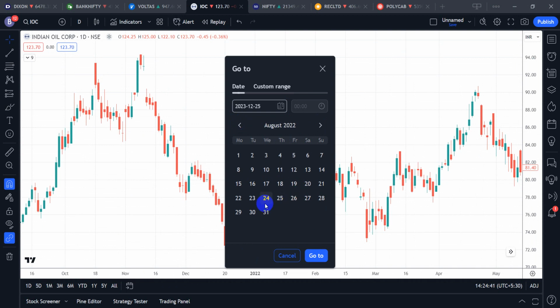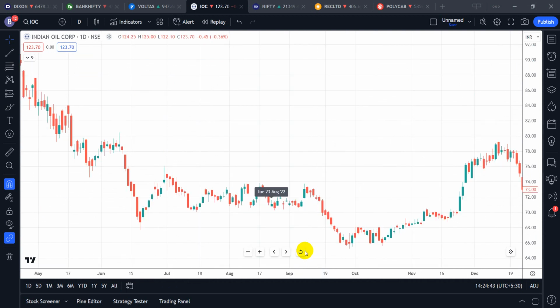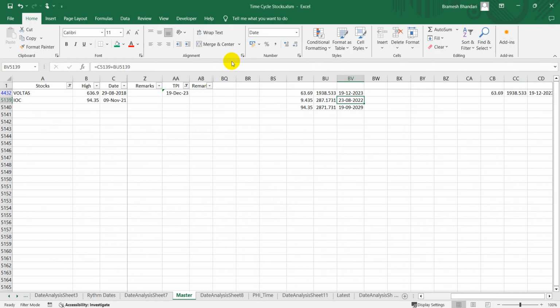These techniques don't give trades so frequently, but 23rd August, see here, this was the date. After that you see it was never able to break this high, and once the low was breached we had a wonderful move. So again, sometimes you get big moves, sometimes you get smaller moves, but yes, this is how you can use this technique.